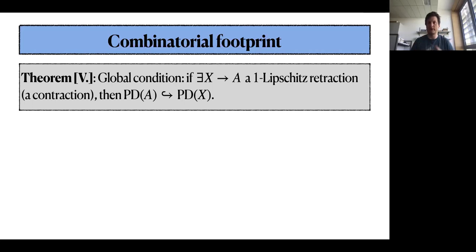So how do we prove that such a combinatorial footprint exists? There are two different criteria. They're both sufficient. The first one is kind of a global condition. If you have a space and you have a one-Lipschitz retraction onto your subspace A, so I call such a map a contraction, meaning it's a retraction and the distances shouldn't increase. They can stay the same or they can decrease. Then the persistence diagram of A actually embeds into the persistence diagram of X.